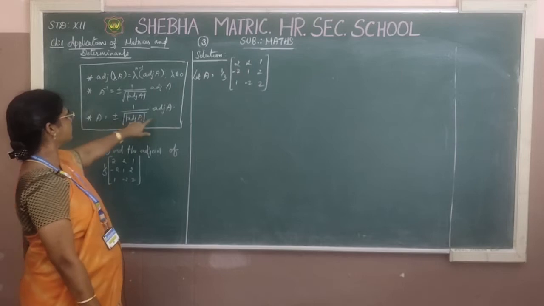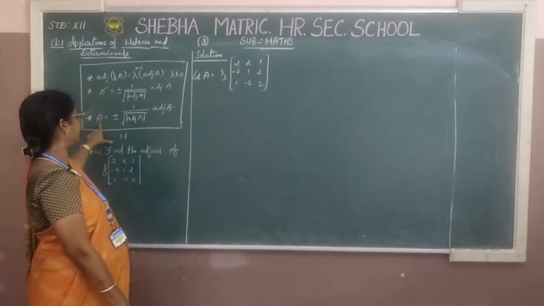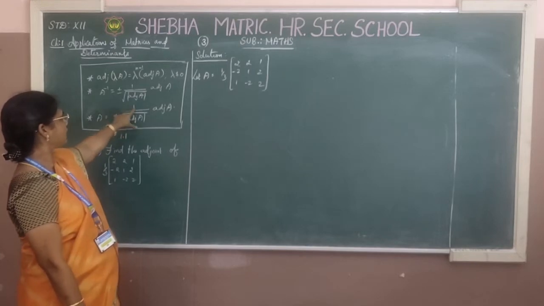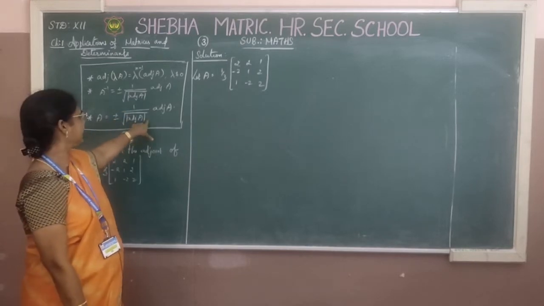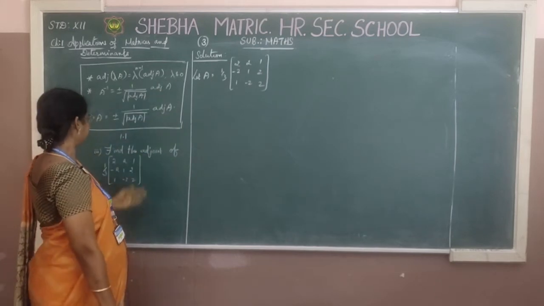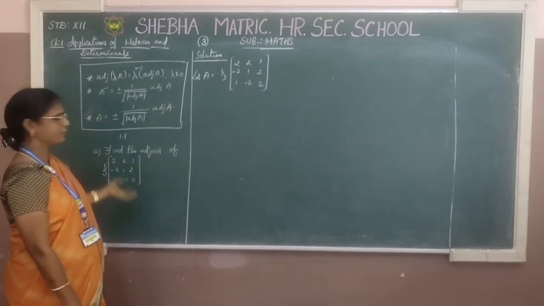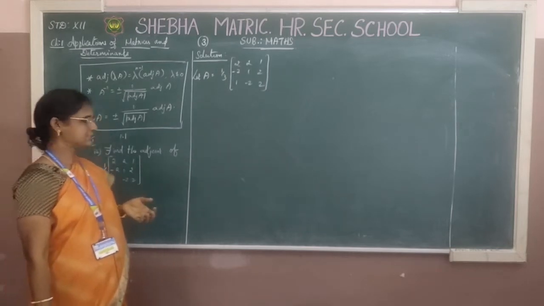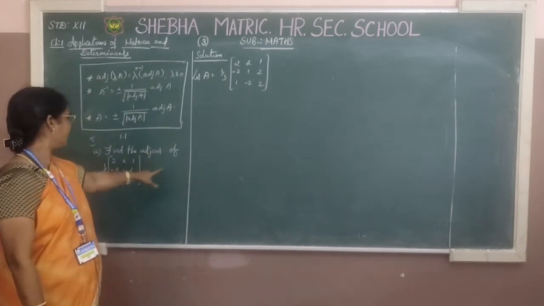Next, suppose you are given adjoint of A, how to find A? Using this formula you have to find, that is plus or minus 1 by root of determinant of adjoint A into adjoint of A. Now let us see the third sum in this 1.1, first Roman letter. Find the adjoint of this.